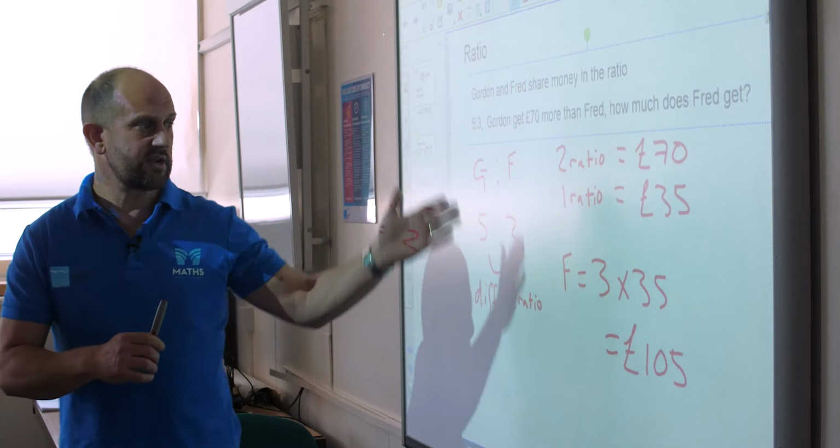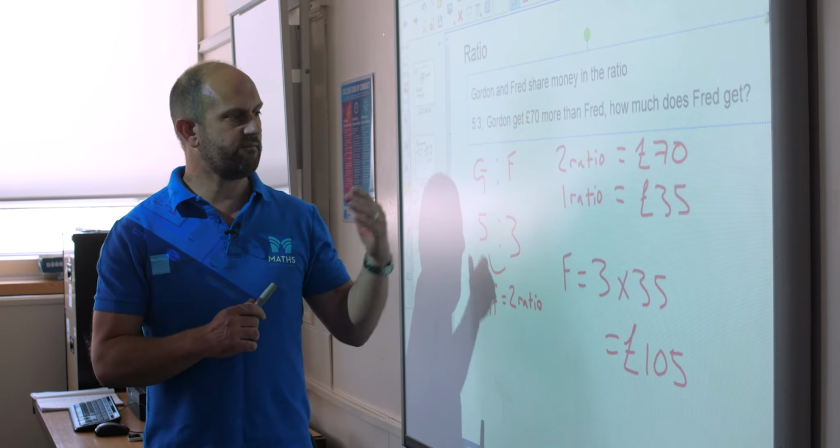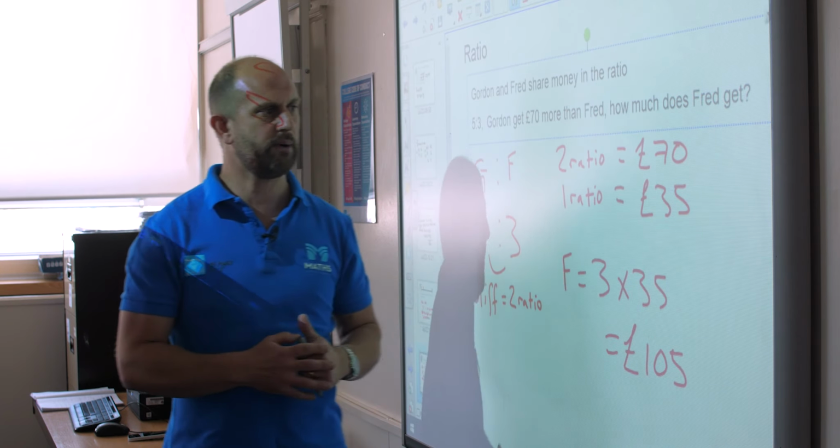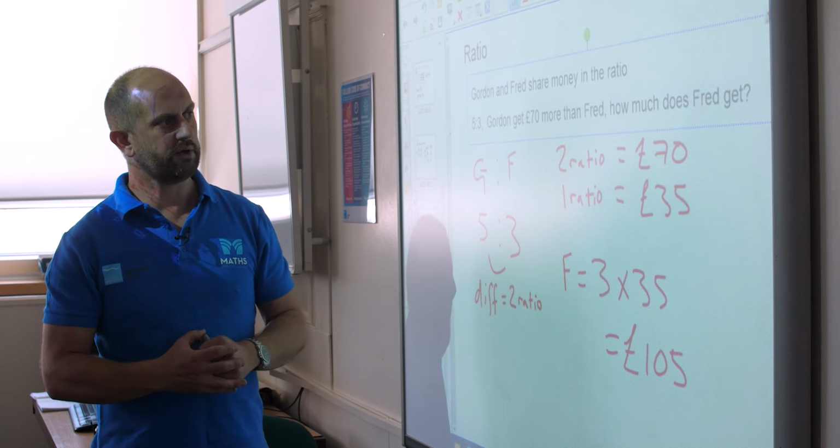That then is 3 different types of ratio question. Yep, very common on a GCSE exam paper nowadays and on functional skills.